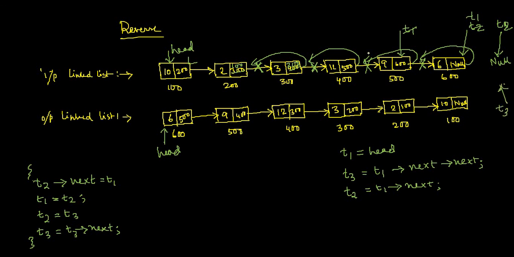Now you see, I have already reversed all. Now I can stop. So in the loop, what will be the criteria? The criteria will be something like when I will find T2 has reached null, it's sure that everything has completed. So you can say while T2 not equal to null, you can continue this statement.